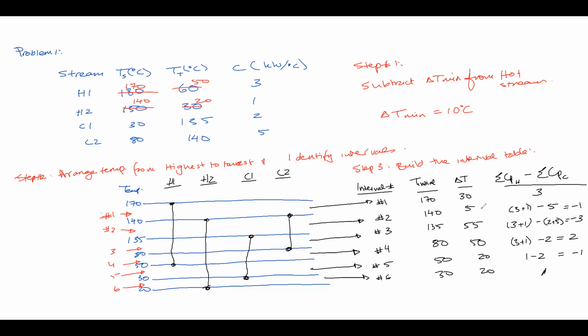Okay, so what's the next step? I need to calculate the interval enthalpies. So for this step, I'm going to rewrite this table, and then I'm going to calculate the delta H by multiplying summation of Cp hot minus Cp cold by delta T.